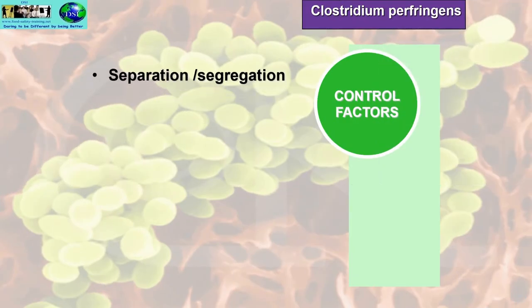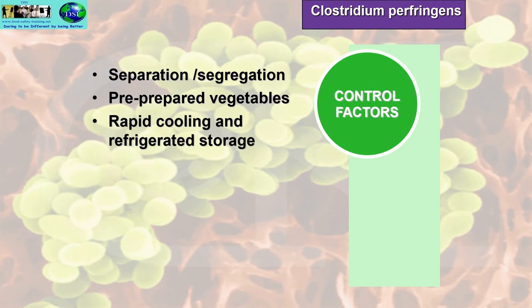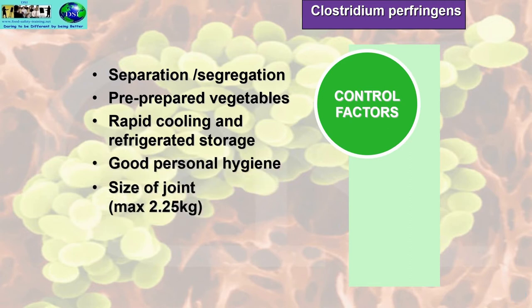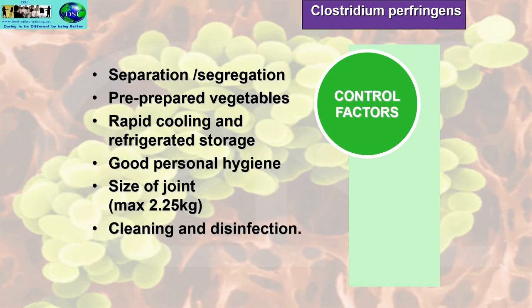Control factors: good separation and segregation, pre-prepared vegetables rather than raw vegetables with soil contamination, rapid cooling and refrigerated storage as soon as possible after cooking, good personal hygiene. The size of the joint should be restricted to a maximum of about 2.25 kilograms, because we do get a lot of problems with large joint sizes and Clostridium perfringens. And excellent cleaning and disinfection.